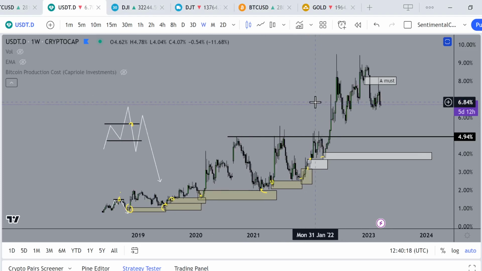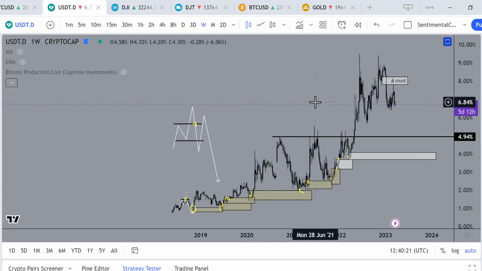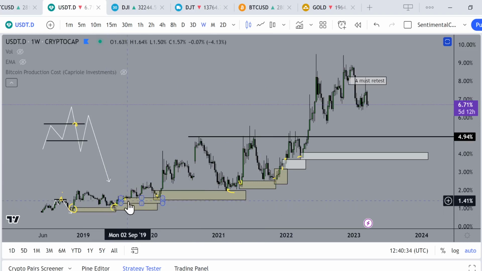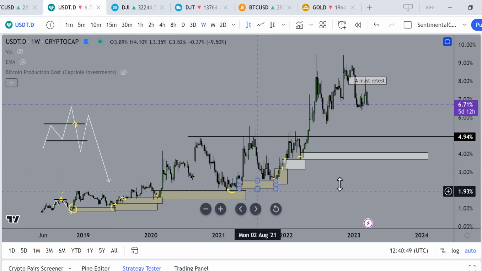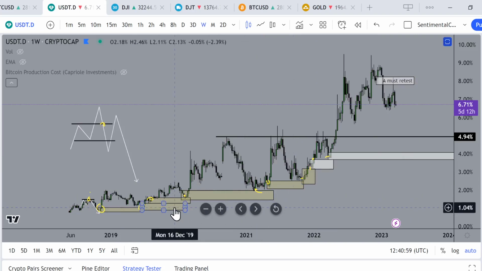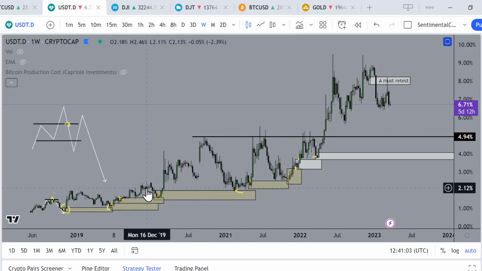To give a little more context into USDT dominance, I've mapped out these order blocks, which are the major order blocks, and you can see it's like block upon block, layer upon layer, very, very close to each other. Each time price retests a previous block, it rallies off, retests, rallies off, retests, rallies off. And we know that when USDT dominance takes off, then the crypto market most probably declines.